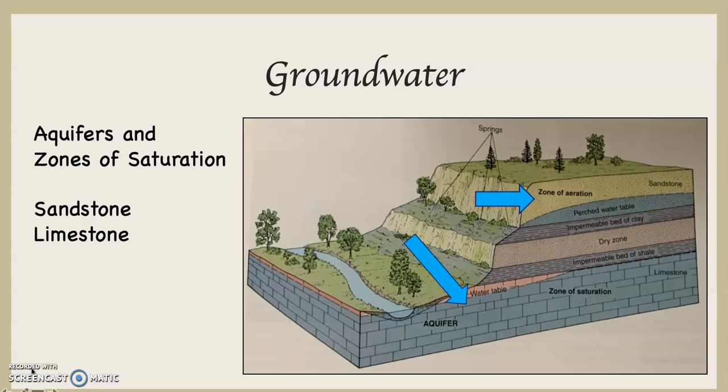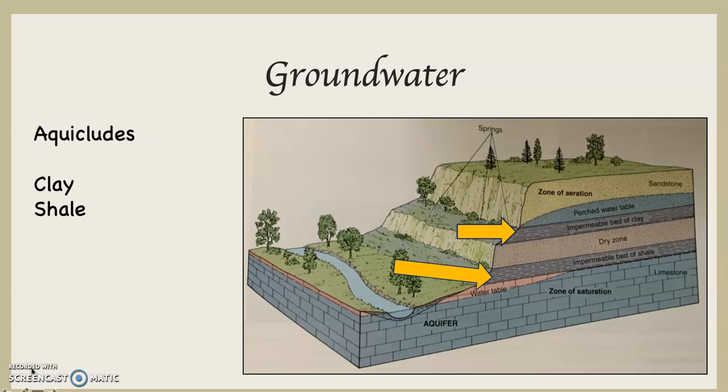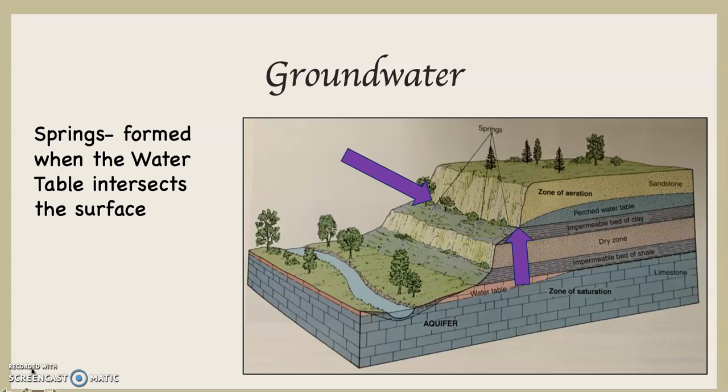Let's look at this diagram. The blue arrows are pointing out aquifers and zones of saturation. These, in the case of this diagram, are the top sandstone, which is an excellent aquifer, and limestone, which is another excellent aquifer. Now you can see that the bronze arrows are pointing at aquicludes. And those aquicludes in this case are in the top layer, clay, and the bottom layer, shale. They do not allow water to pass through them, especially if it's dense clay.